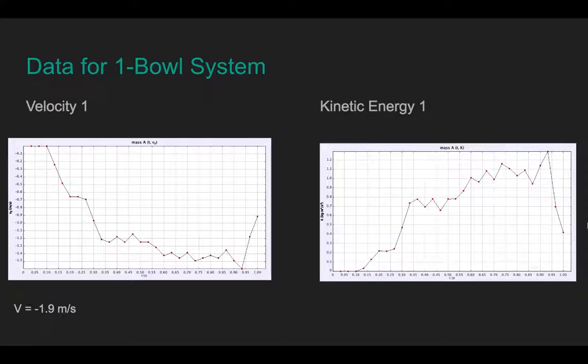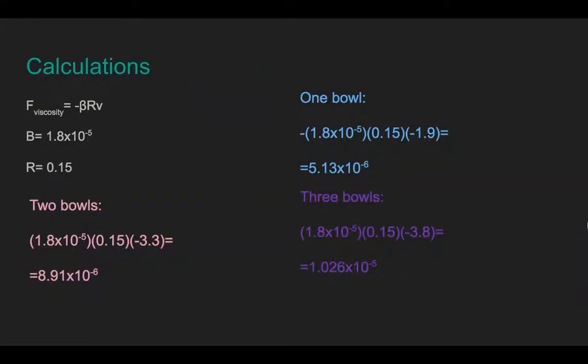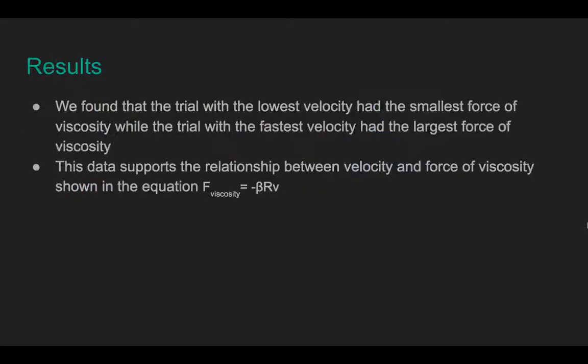Here we have all the graphs showing the velocity and kinetic energy for each of the trials. So this is for the first bowl, and this is for 2 bowls, and this is for 3 bowls. And we used the calculations for the velocity that we were given from the tracker data, and we were able to input it inside the equation and get values for the force of viscosity.